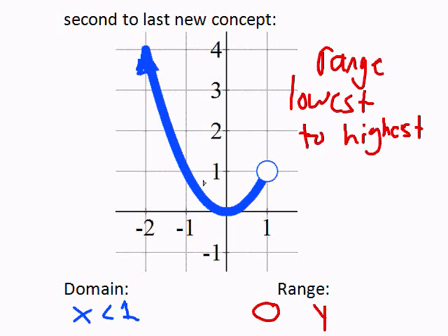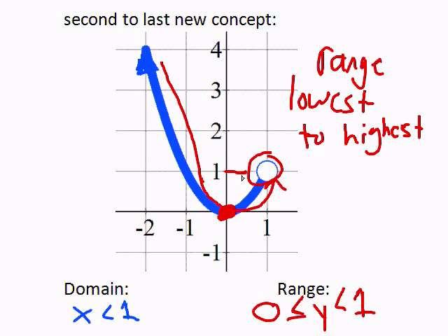Our largest y value, if we keep on going, the slide goes down and comes back up, stops at 1 but doesn't actually touch 1. So our y values are bigger than or equal to 0 since it actually touches 0, and less than 1 because it doesn't actually get all the way up to 1. That little open circle means we don't actually touch it. It cannot be equal to 1. So that's how we write our range in this situation.